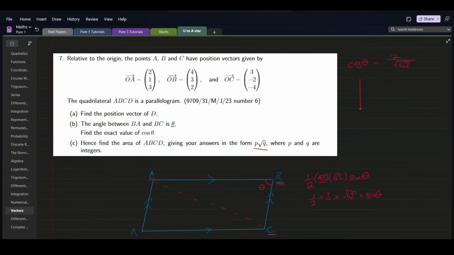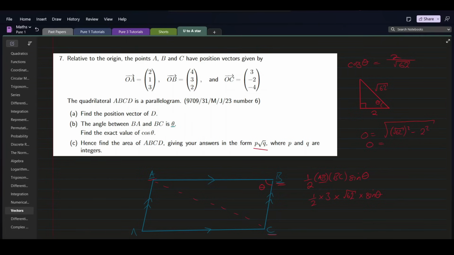Using our understanding of SOHCAHTOA, we can draw a right angled triangle using what we deduced in part B. Okay, so there's a right angle and let's call this angle theta. So we know that cos theta is equal to adjacent over the hypotenuse. So our adjacent here would be 2 and our hypotenuse would be root 62. So we don't know what the opposite is. We can use Pythagoras to evaluate our opposite side. So our opposite side would be equal to the square root of root 62 squared minus 2 squared.